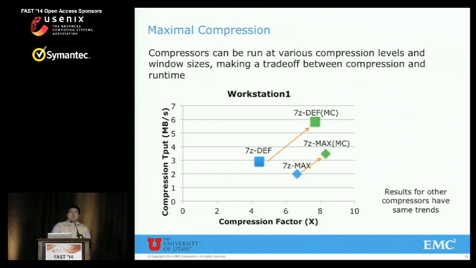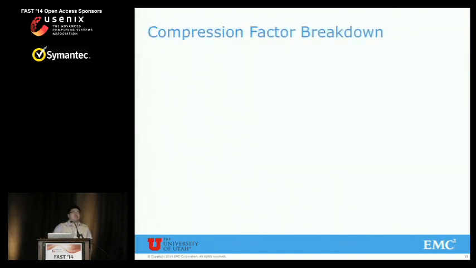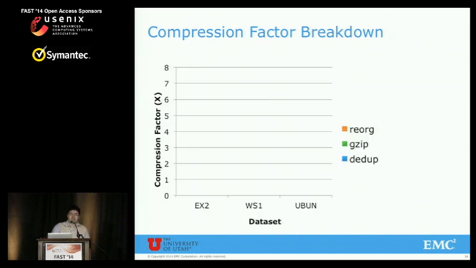Results for other compressors have the same trend. From this figure, we know that migratory compression does benefit compressors that are running with their maximum parameters. Now let's have a look at the compression factor breakdown from each of these techniques.